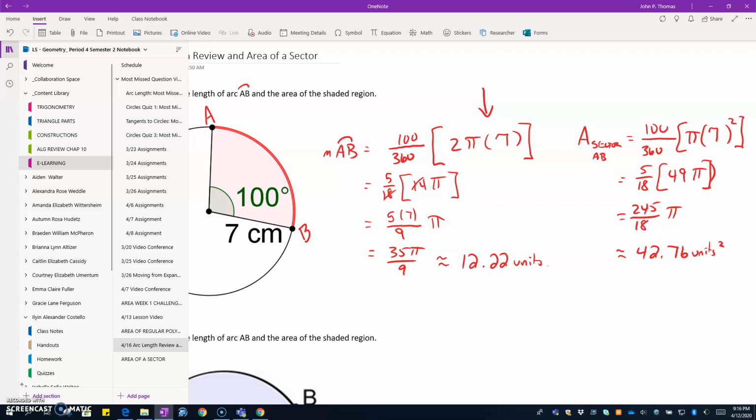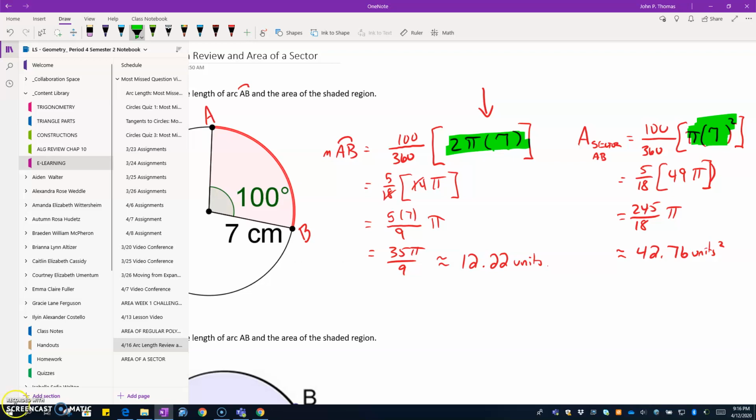So that is basically a quick example of arc length and area of a sector. Keep in mind the structure on both of these is very, very similar. What changes is whether we're taking a fraction of the circumference, like on the first one, or a fraction of the area, like the second one. Either way, we're taking a fraction of a complete circle. All right, so let's hit one more example.